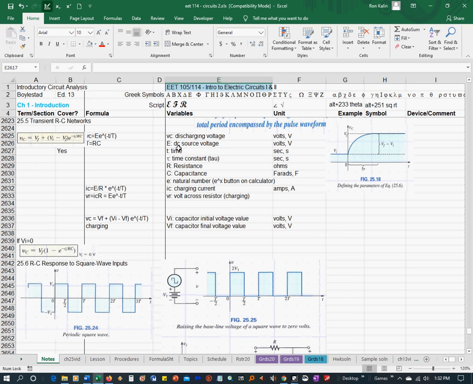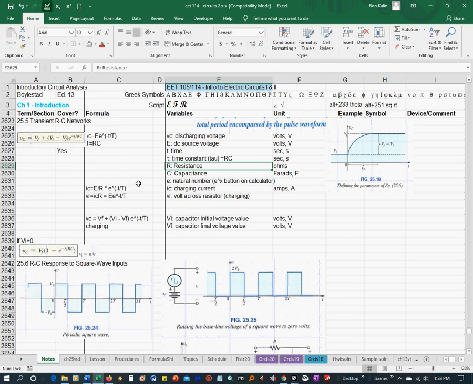E, big E, is the DC source voltage in volts. T is the time. It's an independent variable in seconds. Tau is the time constant, and it's equal to RC for this case, R times C. And then resistance is in ohms, capacitance is in farads. Little e is a natural number, the e to the x button on the calculator.